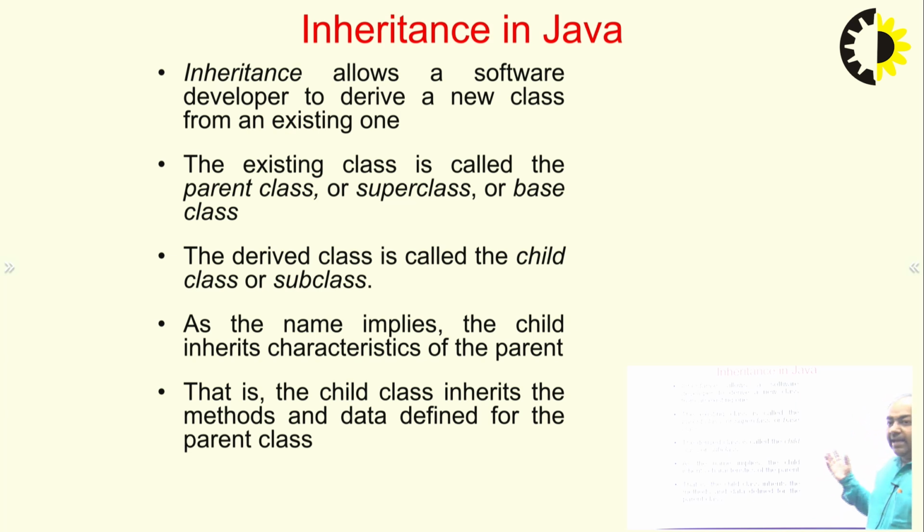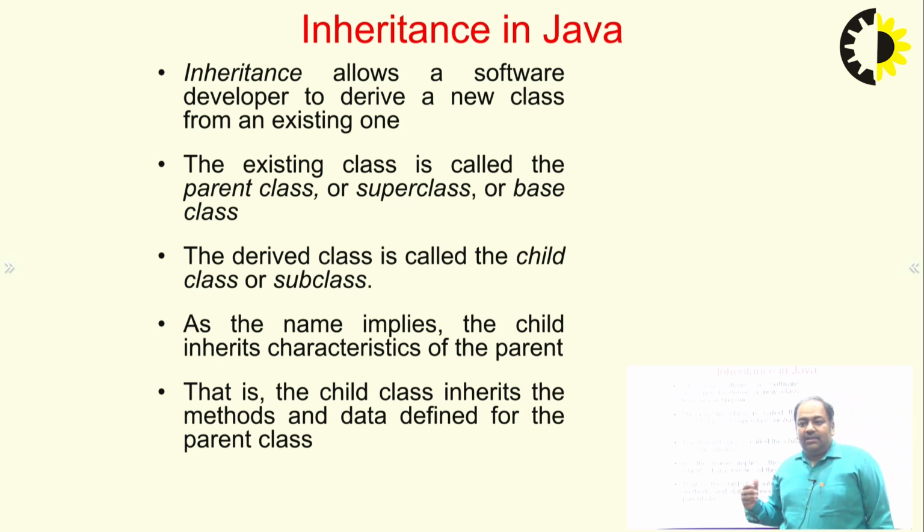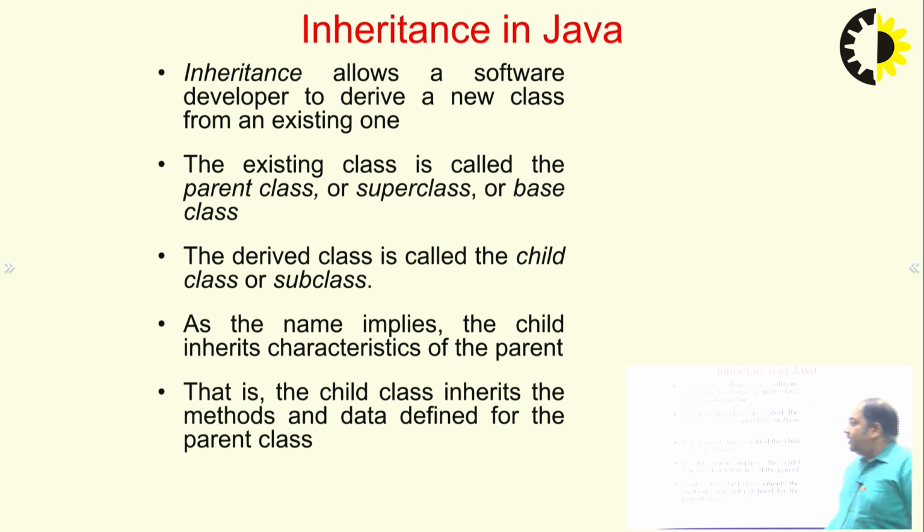So the concept comes from the real life example. For example, if your forefathers or father may be diabetic, then you also inherit the property of being diabetic after some age. So my forefathers and father are the base class for me and I am the child class of those base classes.